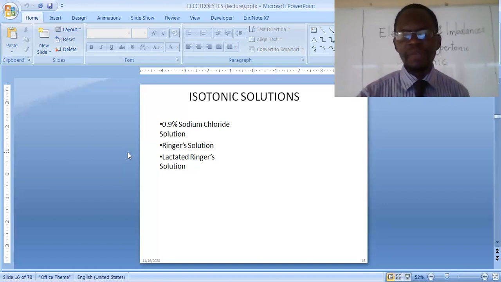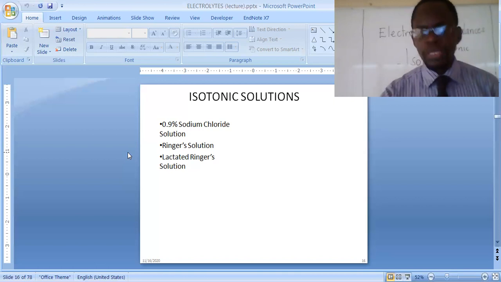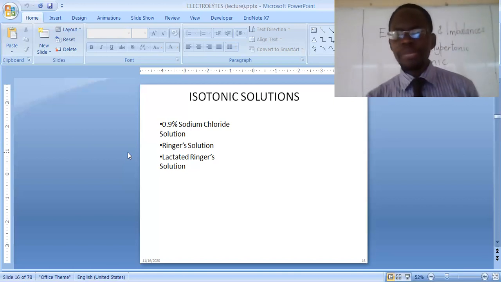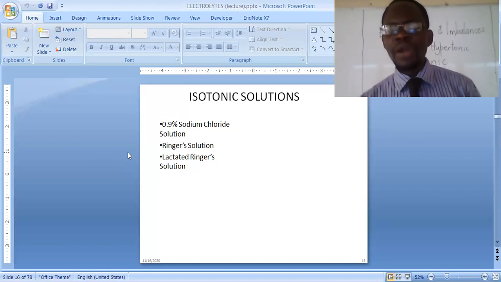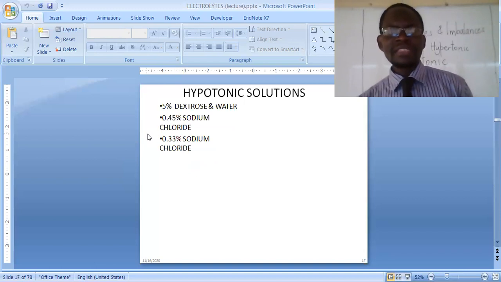The examples have been given there, like sodium chloride. These are the common bottles that you usually see in hospitals being given to patients. For example, if a patient is bleeding too much, they are given fluids, and the most common that they usually give is sodium chloride. Sodium chloride is said to be isotonic because it has the same concentration as our plasma. The other solutions are Ringer's lactate, lactated Ringer's, and also things like 5% dextrose.